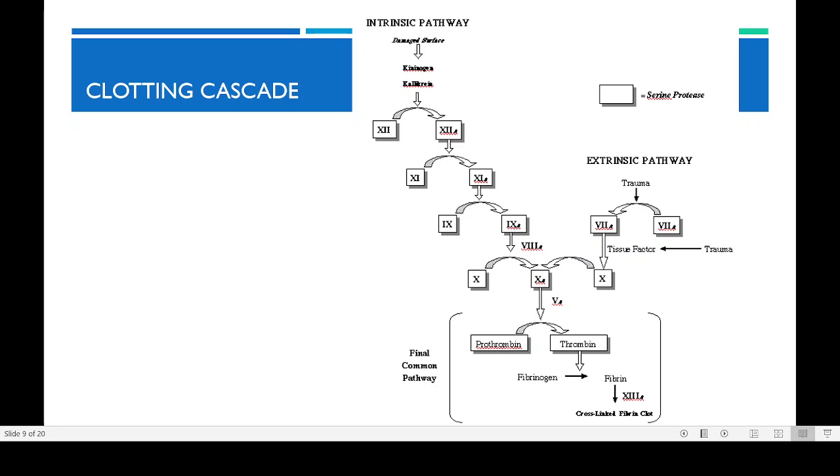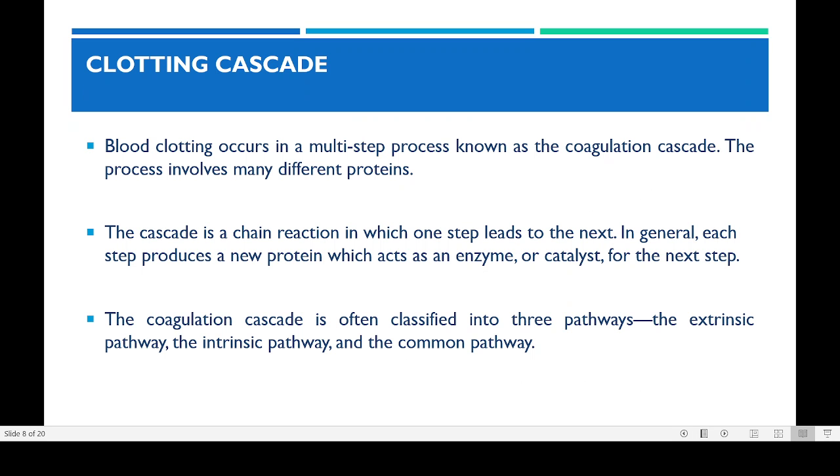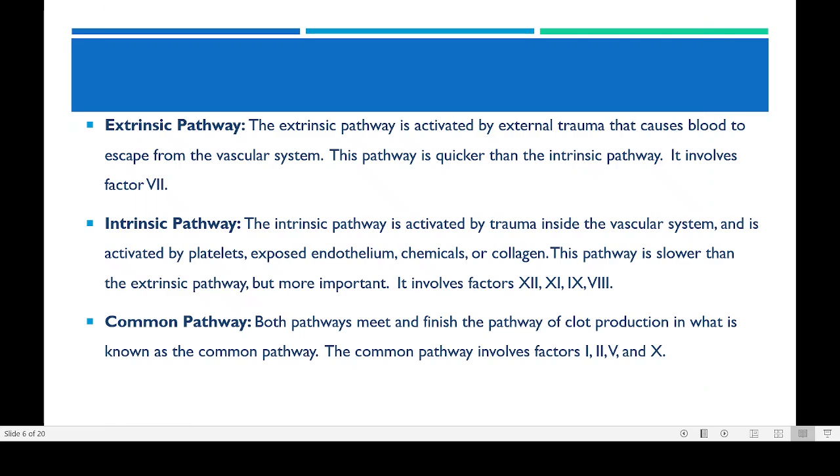So it is actually taking place in a step-by-step manner. Towards the last step we are saying fibrinogen will be converted into fibrin, and fibrin will be forming a cross-linked network that will be trapping blood cells and platelets, forming the blood clot. So these are the mechanisms by which the clotting pathway is operating.